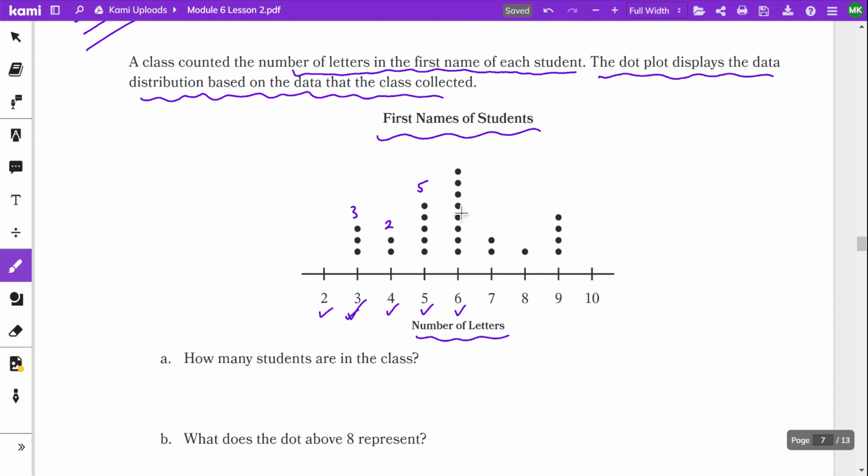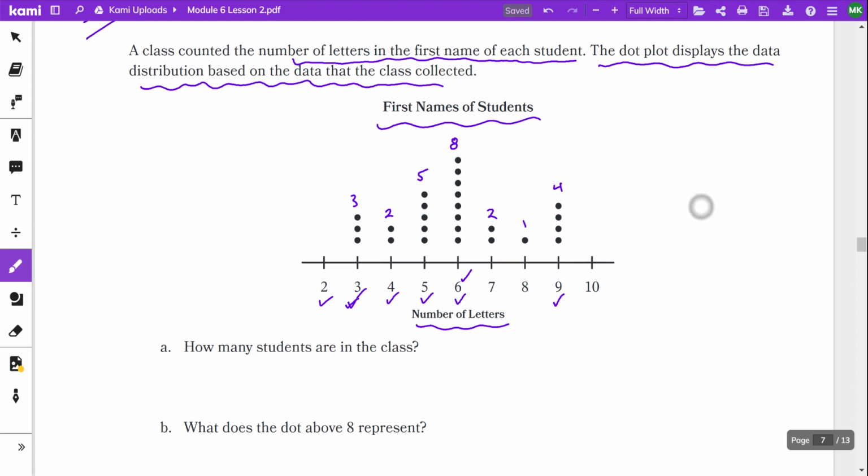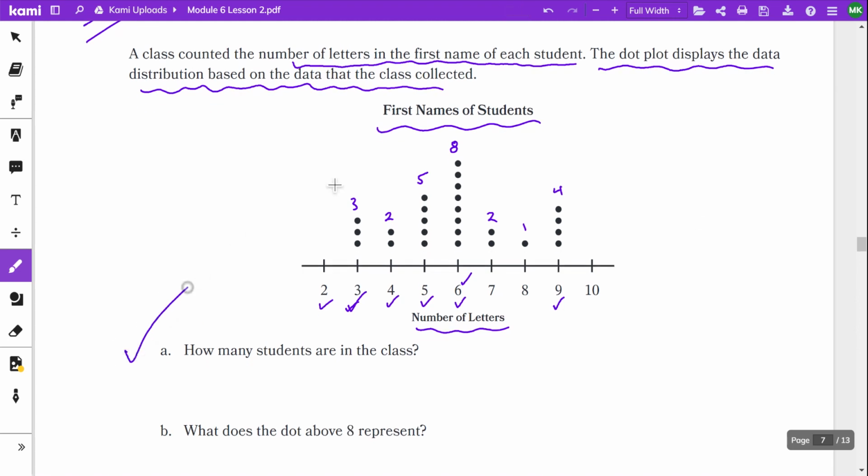So look at this one here. Five, six, seven, eight. So eight students have six letters in the first name. Then we're down to two, one, and up to four. Four kids have nine letters in their first names. And what do we have, 20 total students or something like that? I'm not really sure, but that's what we have to find out.